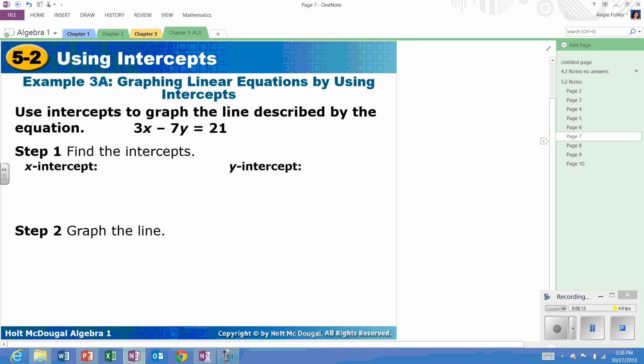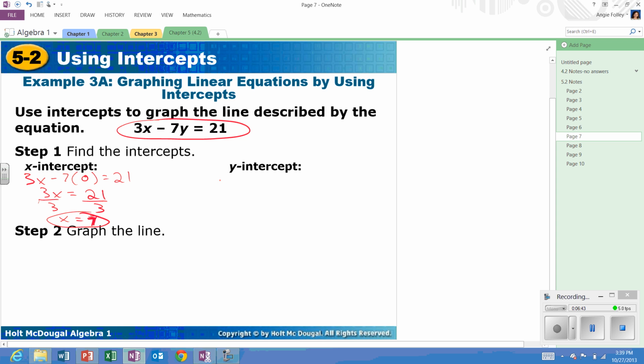Okay, so we're given an equation. We're going to find the x and y intercepts, and then graph the line. Our equation is 3x minus 7y equals 21. To find the x-intercept, we plug 0 in for y. That makes that whole term go away, so we're left with 3x equals 21. Divide both sides by 3, and x is equal to 7.